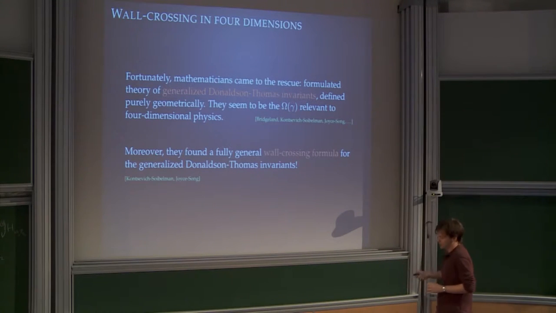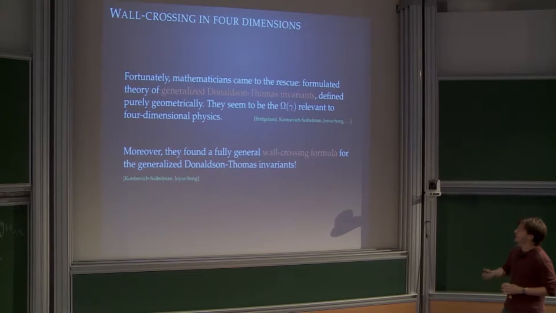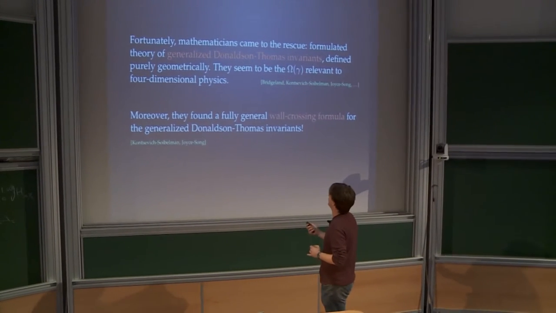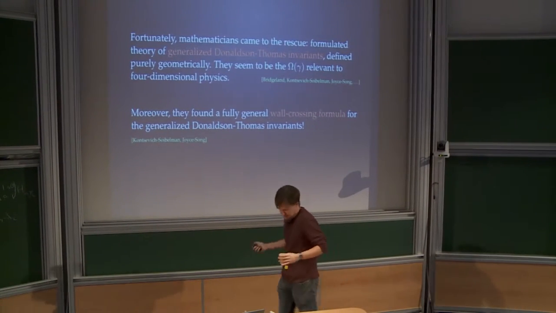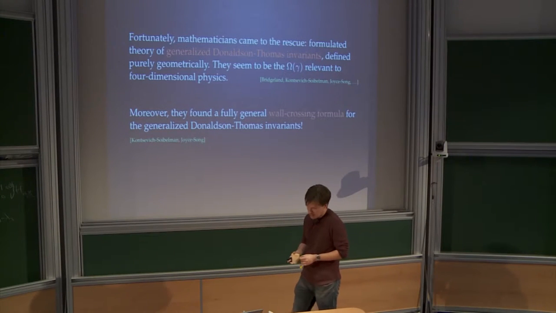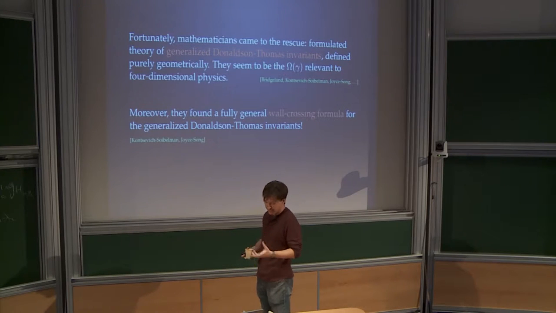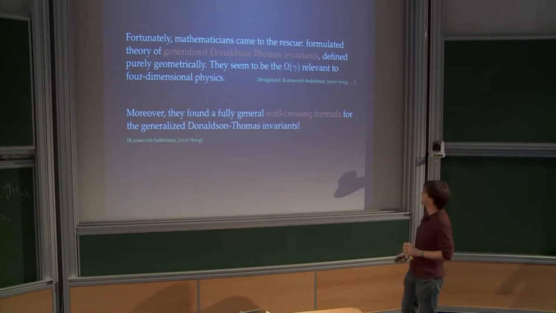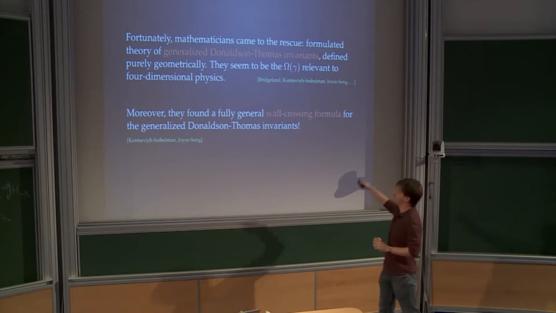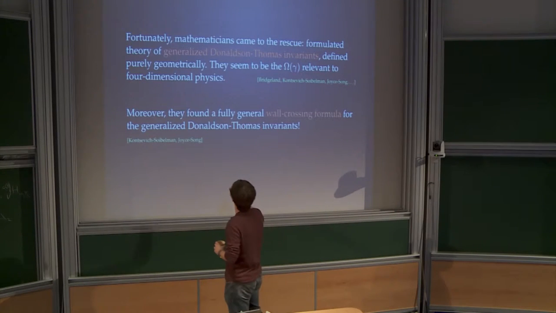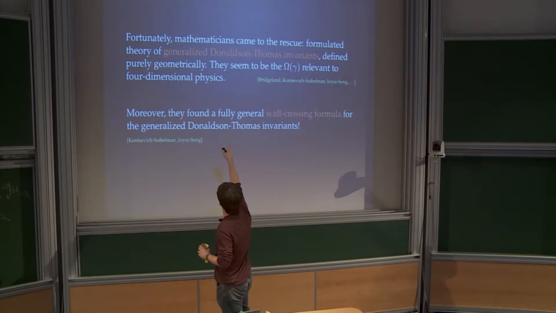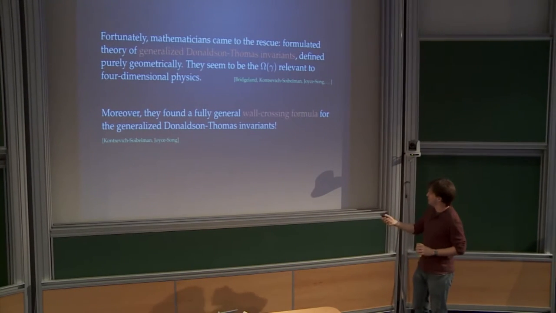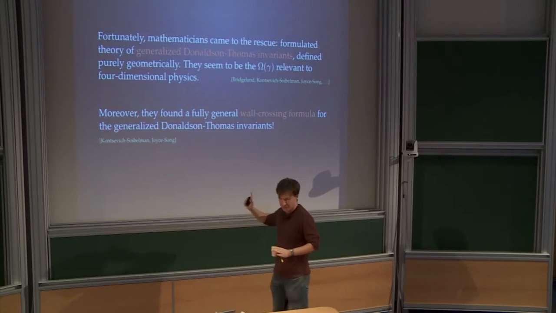Fortunately, the inspiration for all the new progress in this subject is that mathematicians came to the rescue here. They formulated the theory of generalized Donaldson-Thomas invariants. They're defined in a totally geometric way, and in many particular physical systems you can formulate their generalized Donaldson-Thomas invariants, and they seem to be exactly these omega of gamma. So exactly the quantities which we wanted to study in physics were studied by mathematicians. Particularly in the work of Kontsevich-Soibelman and Joyce-Song, they found a totally general solution to this problem of wall crossing.